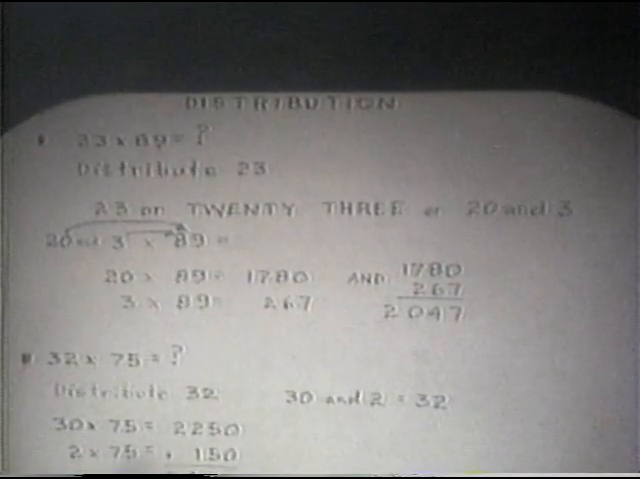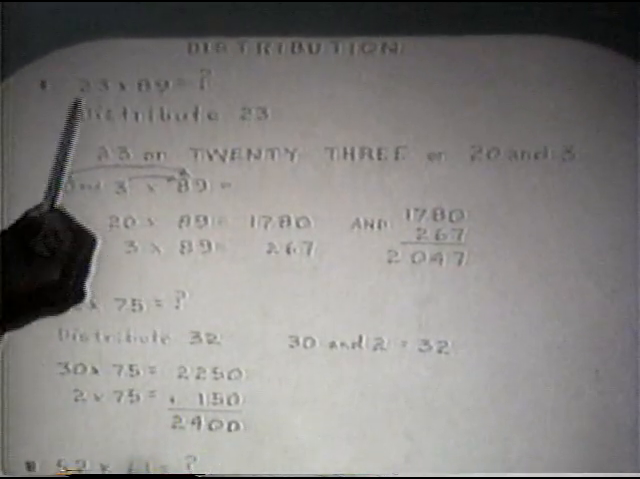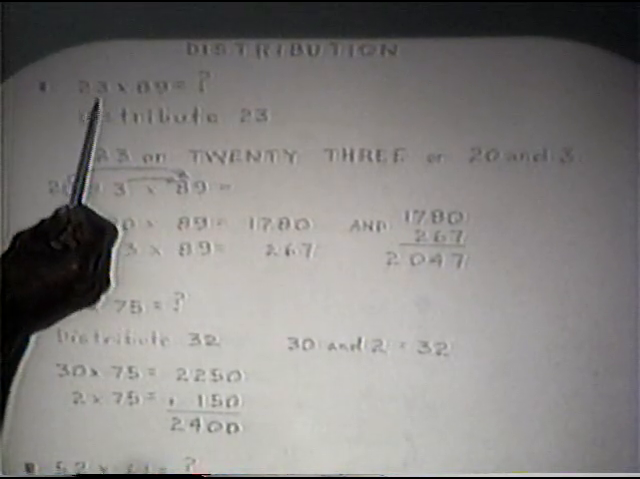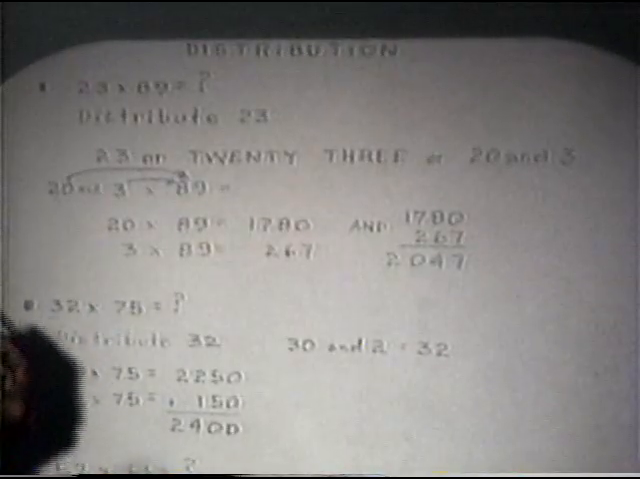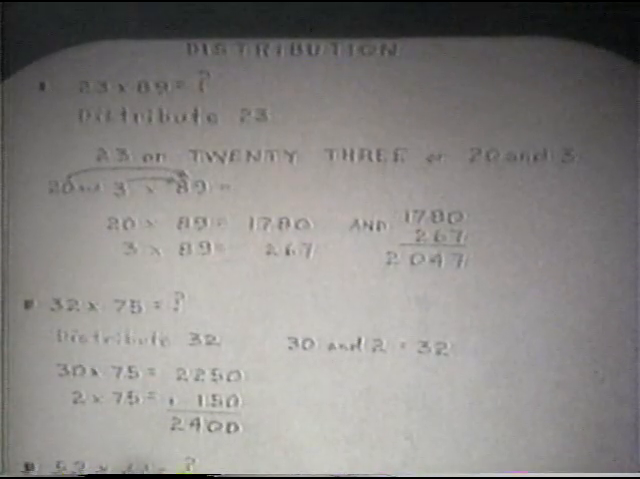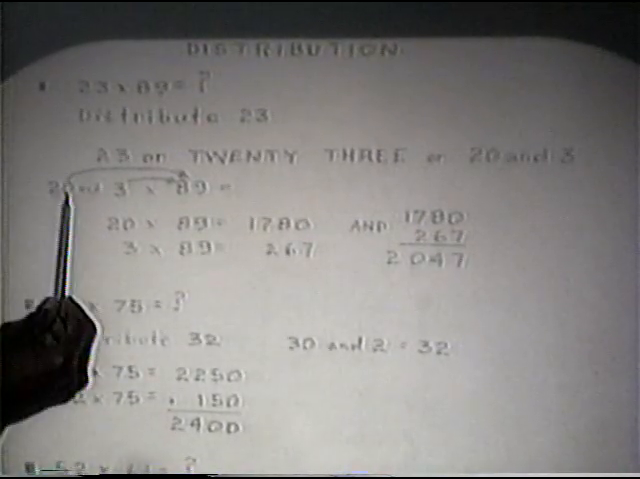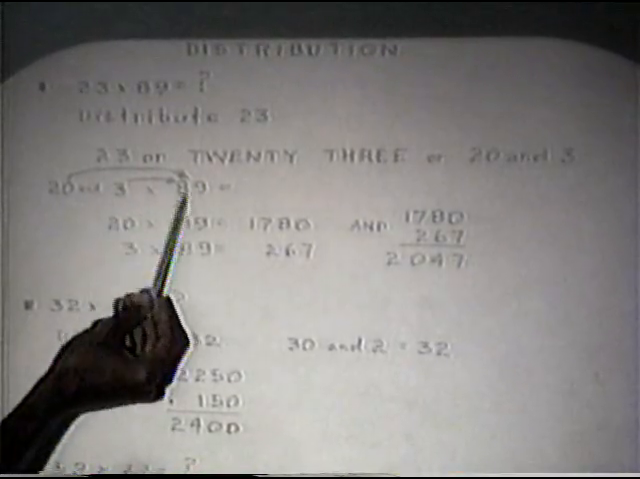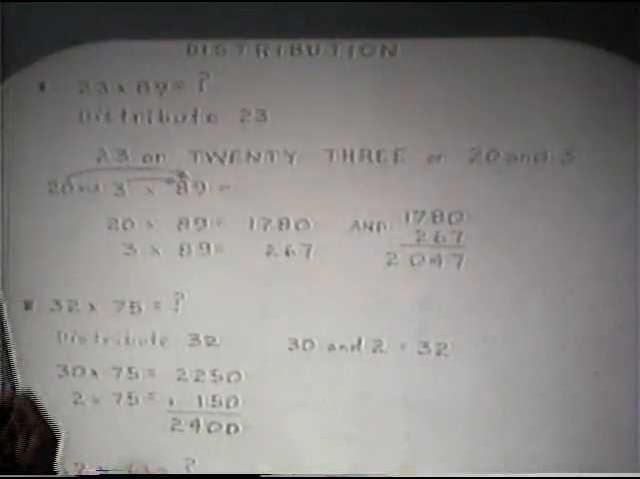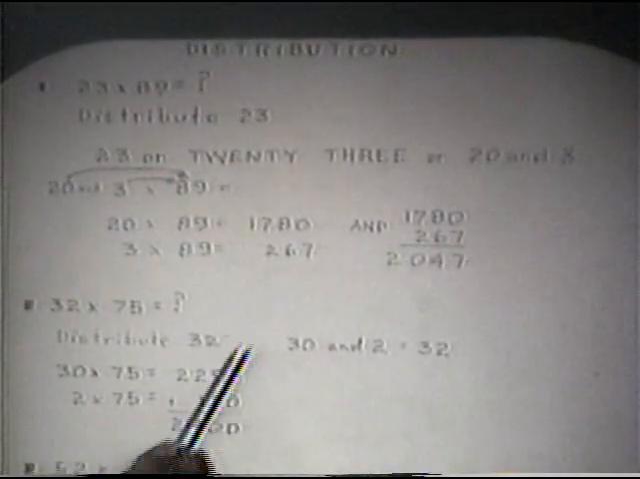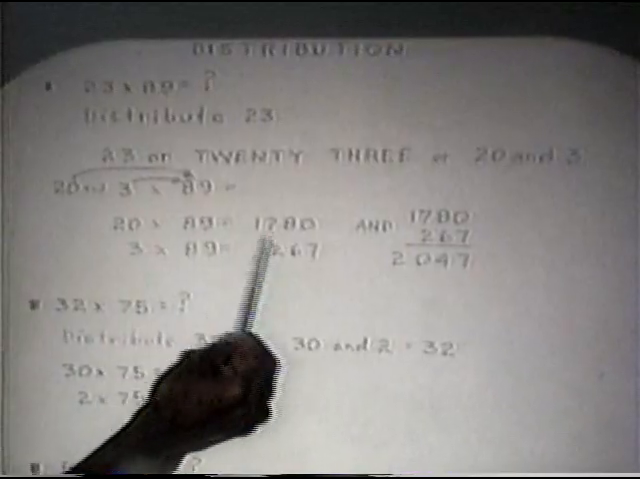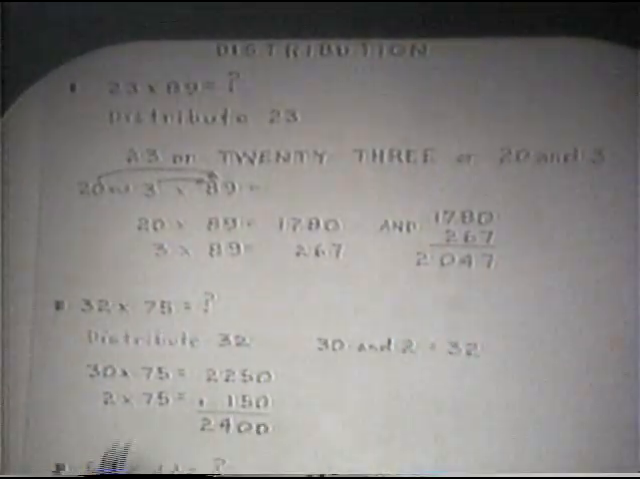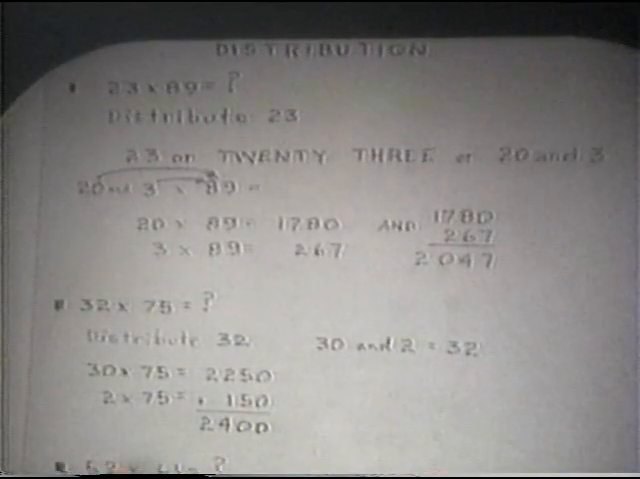We're distributing the 23. The problem was 23 times 89. We're going to break it up and make it smaller so we can see it, so we can do it easier. So we break the 23 up to 20 and 3. And then we distribute a 20 there, and we distribute a 3 there. So we multiply 20 times 89 and 3 times 89, and add those two together, and we got 2,047. Just you distributing the number.